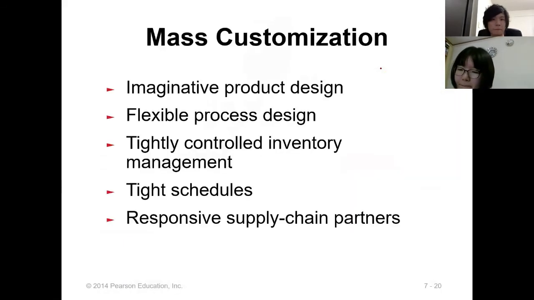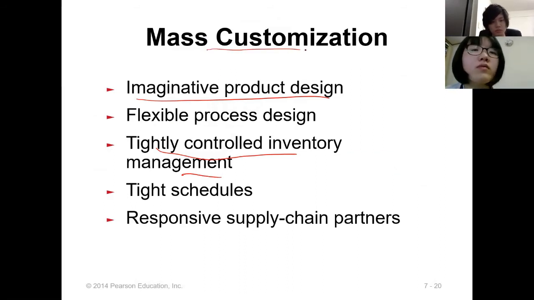Okay, so we have four different kinds of process strategy. In mass customization, you have to have imaginative product design because there is mass, there are multiple customers. Even today, I think the clothing industry is also mass customization. There are a lot of branded items, or luxury items, which is mass customization. Flexible process design, tightly controlled inventory management. Why is it important? Because you're talking about having to serve different customers' requirements.